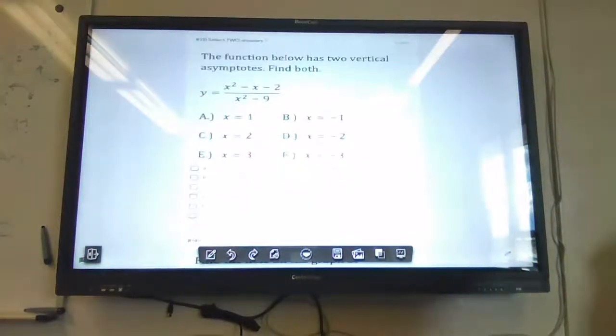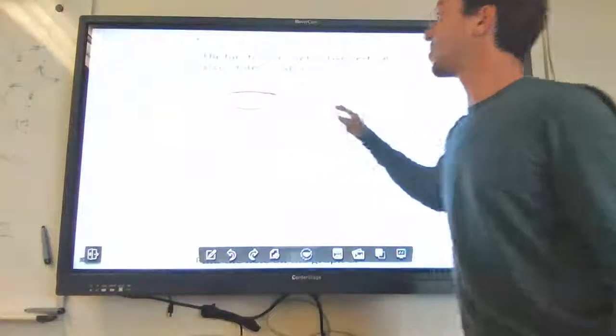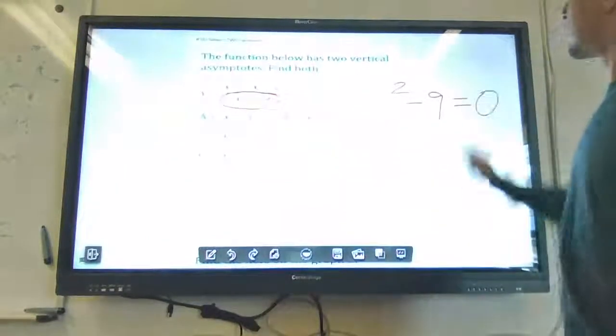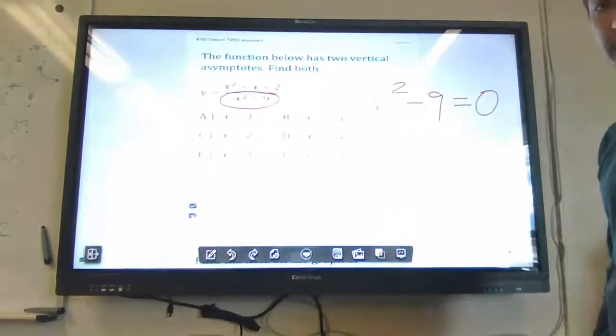Okay. 2 vertical asymptotes. This time, we're looking at the bottom of the fraction. So you focus your attention on this. How could I make x squared minus 9 equal to 0? 3 or negative 3 would be our answer.